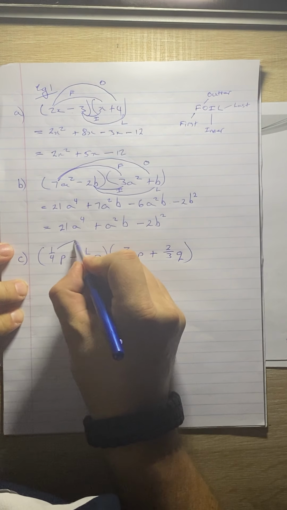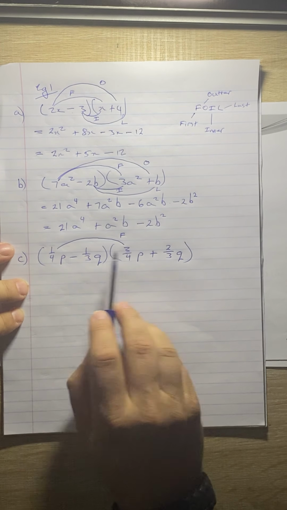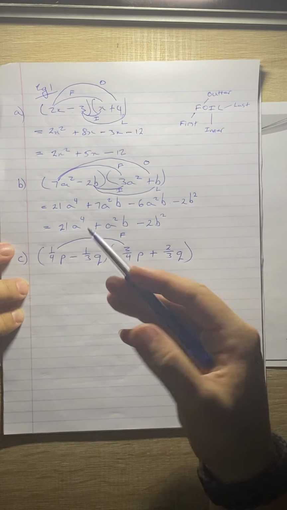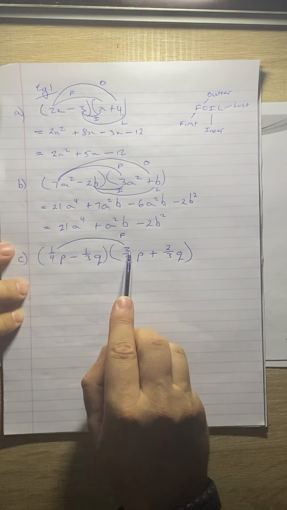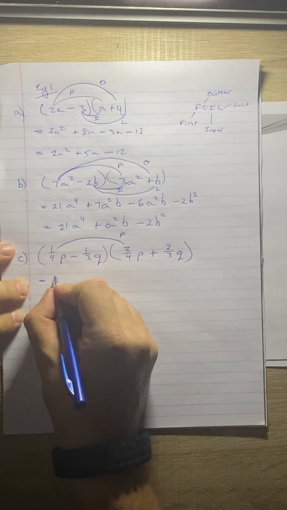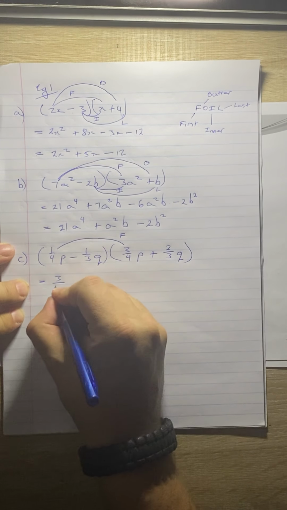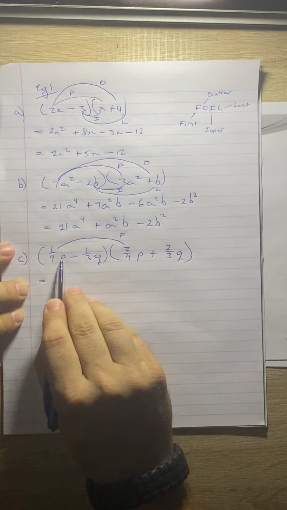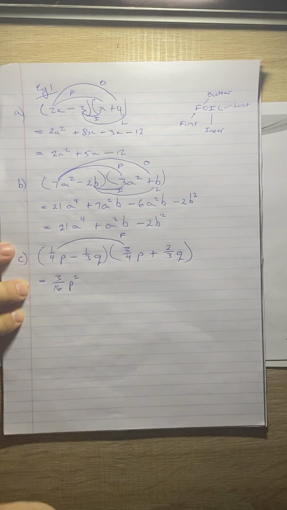So, first, I'm going to look at the fractions first. When you multiply, just multiply top with top, bottom with bottom. So, 1 times 3 gives us 3 over 4 times 4 gives us 16. P times P gives us P squared. Okay, so that's our first term.